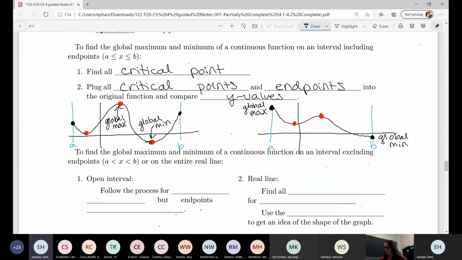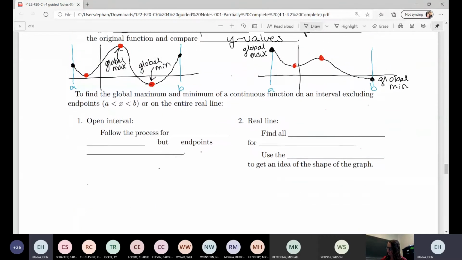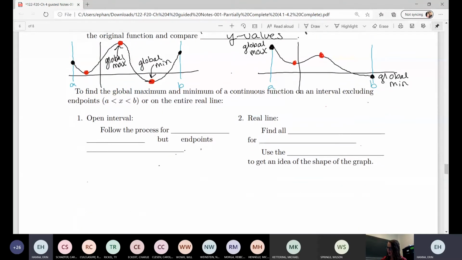So the next case is very similar, where we're looking over an interval, but we're no longer including the endpoints in the interval. So we have an open interval. So what's going to happen for an open interval is, we're going to follow the exact same process as for the closed.